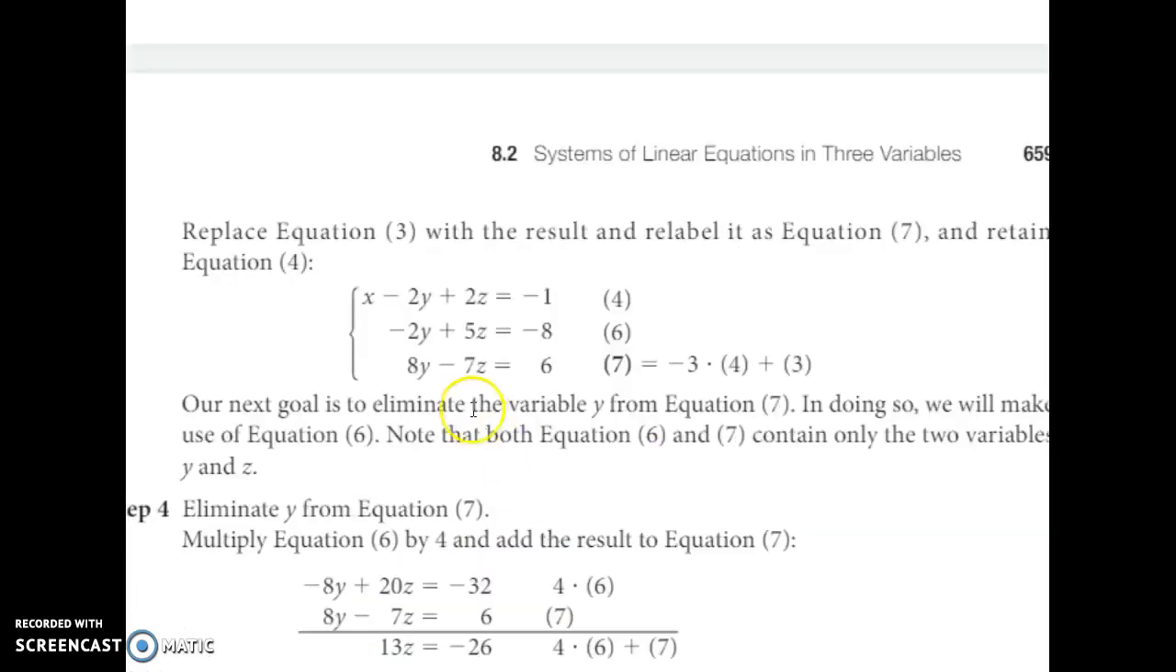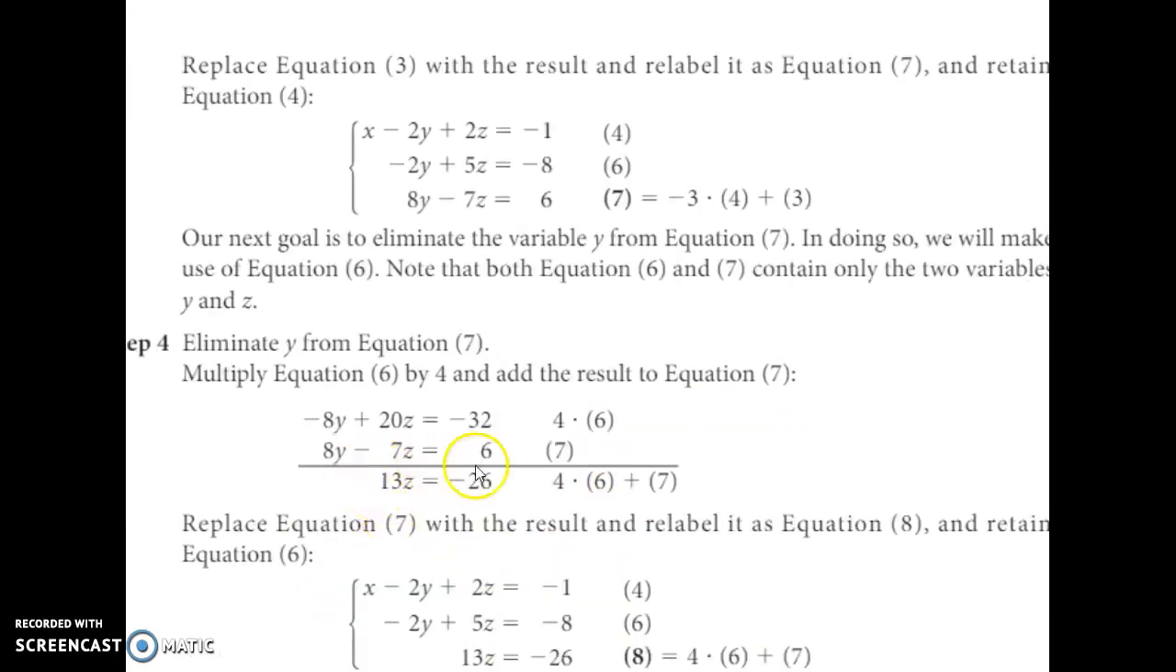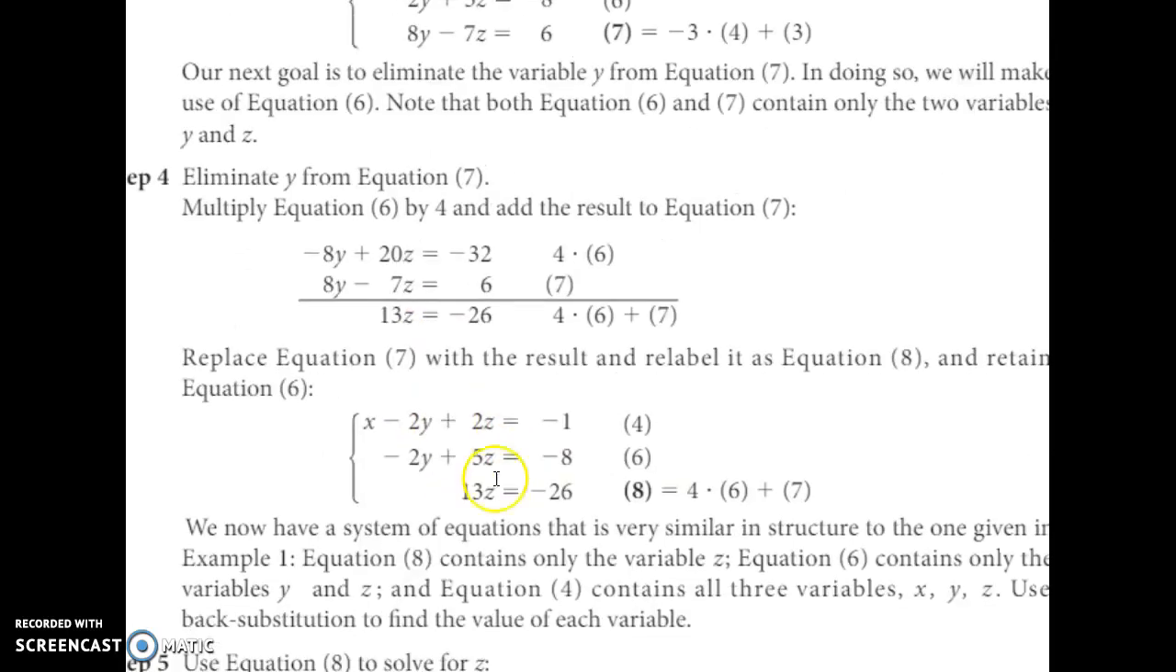Now try to get rid of the y's right here. That's easy. Multiply this by 4, which is exactly what they do. There is that second row added to the third, and this is our new third row. 13z equals -26. Here it is. And now we have that triangular system of equations. Later on, we could call it a triangular matrix.